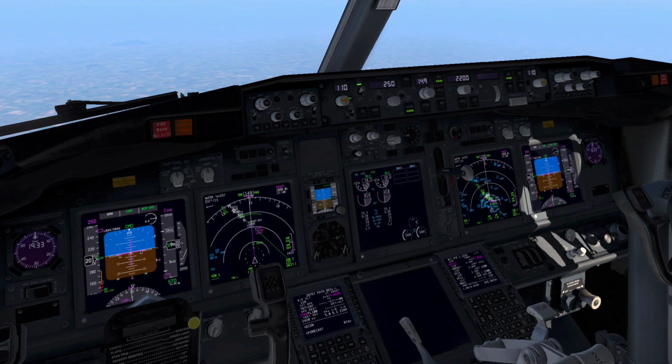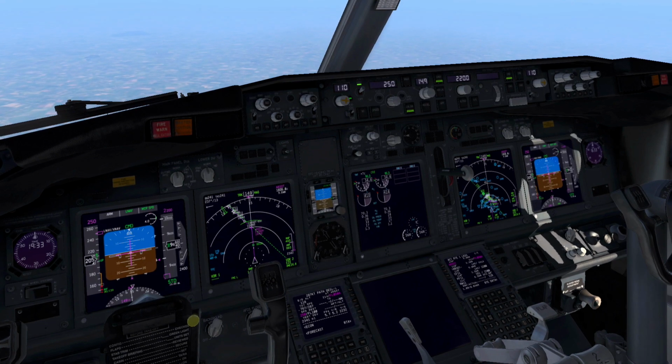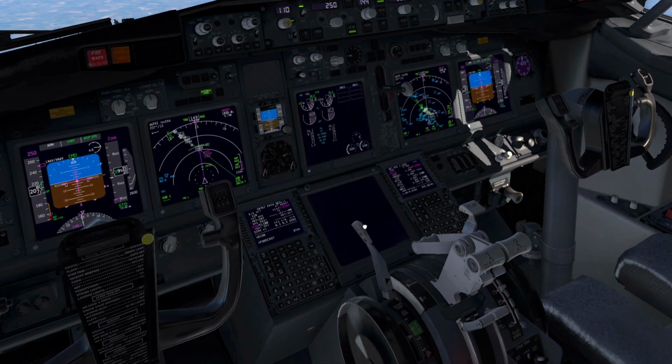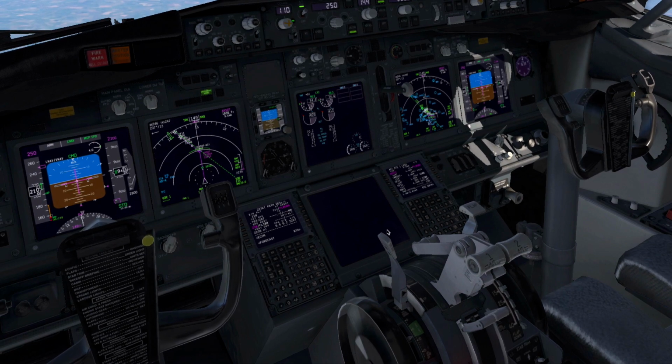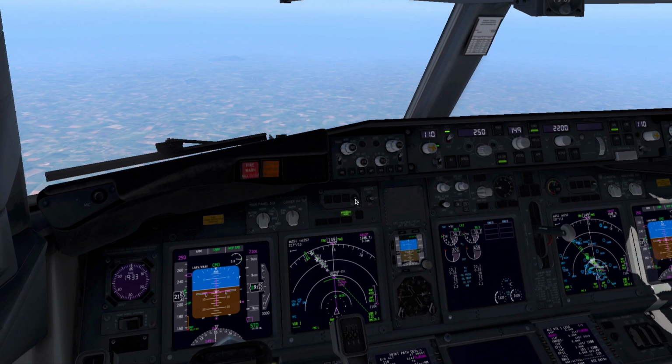Now, as we can't increase the speed even more and we are getting closer to the airport, now is a good time to use the speed brake. The speed brake will help us to increase our rate of descent so we can get onto profile faster.